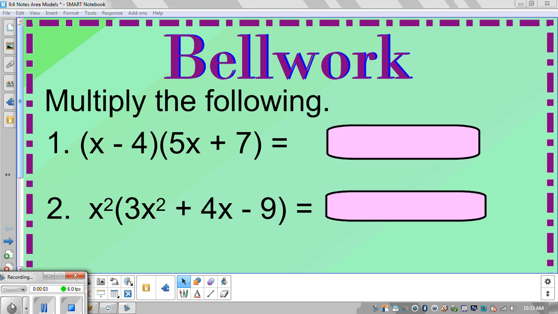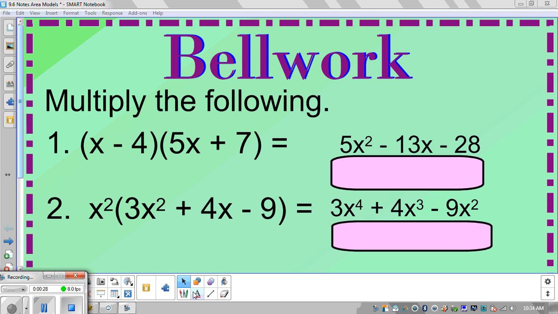Hello there. Today we are going to start applying our skills of multiplying polynomials to actual perimeter and area problems. This will also get you ready not only for my class but geometry next year as well. You're going to start with the bell work. Take a moment to copy these two problems onto your notes. Go ahead and multiply, and then when you are done, come back and check your answers.